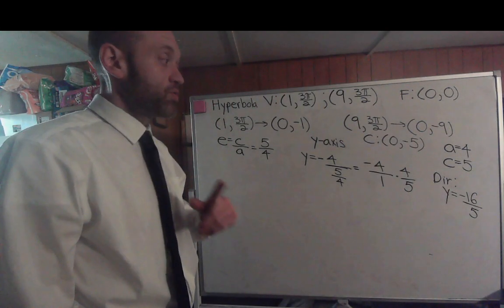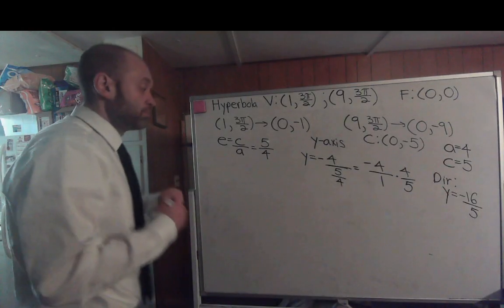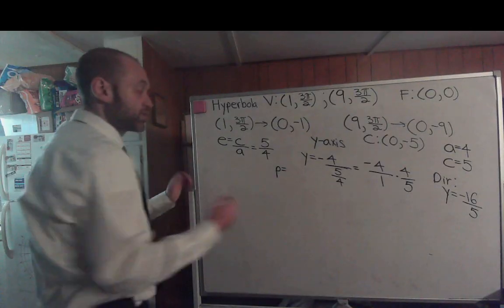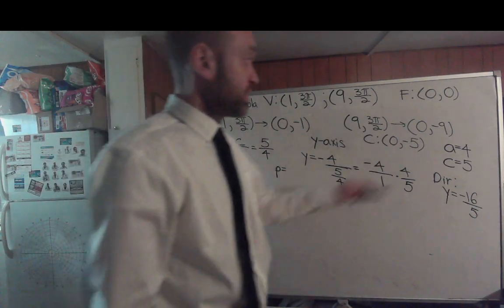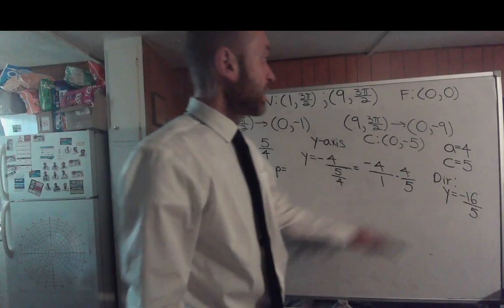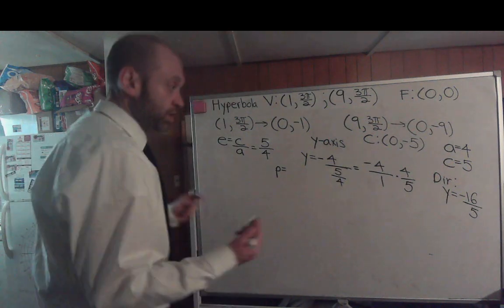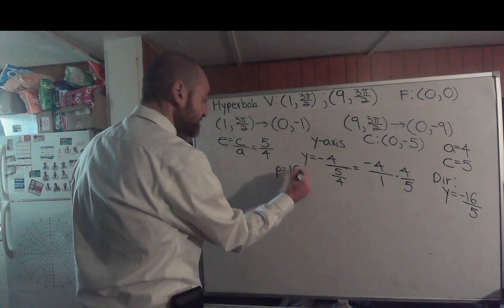Now that we found the directrix, we can find p, because that's just the distance from the focus to the directrix. The focus is (0, 0). If you go from a y-coordinate of 0 to a y-coordinate of -16/5, that's a distance of 16/5.